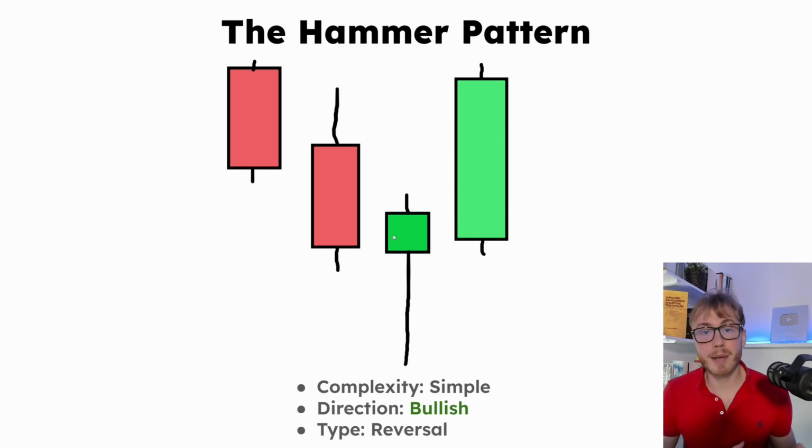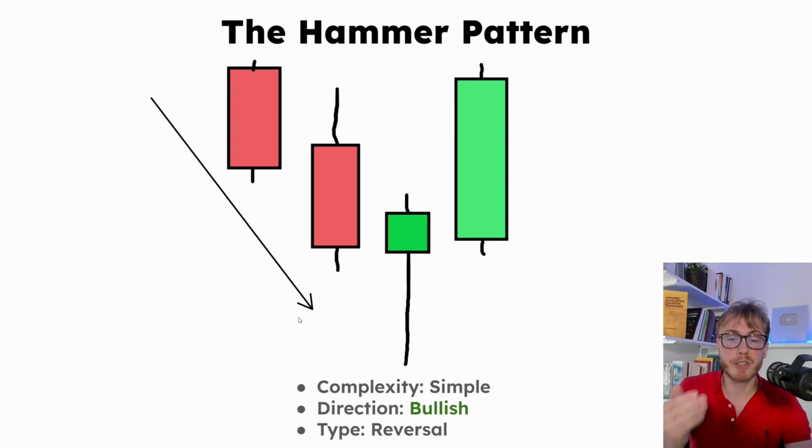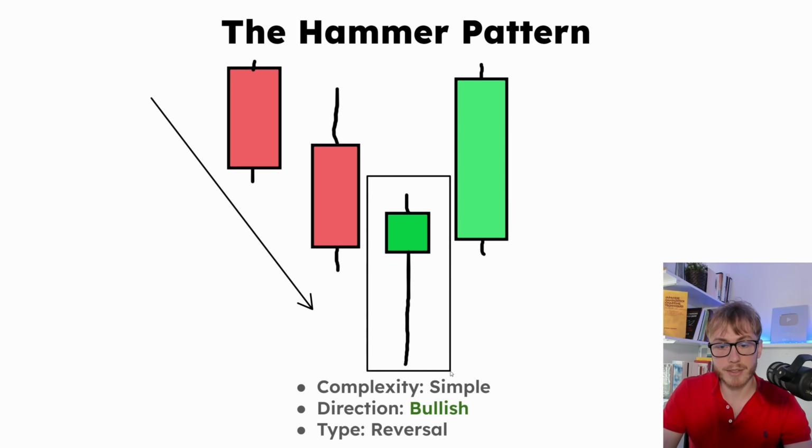Alright, so now the time has come to take a look at one of my personal favorite patterns, and this right here is the hammer pattern. This pattern is a simple pattern because it consists of only one candlestick. The direction here is bullish and the type is reversal. So to identify a hammer pattern, remember, it's a reversal pattern, so before the hammer appears, we need to see a move towards the downside. Then the actual hammer appears, and that is this candle right here.